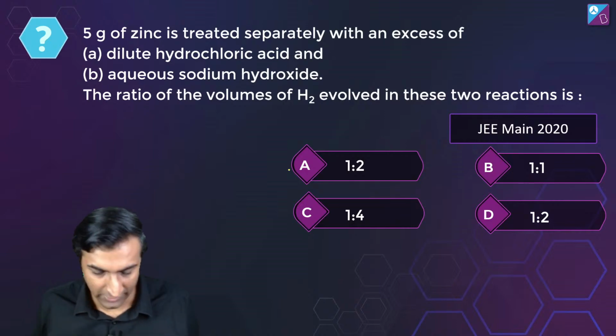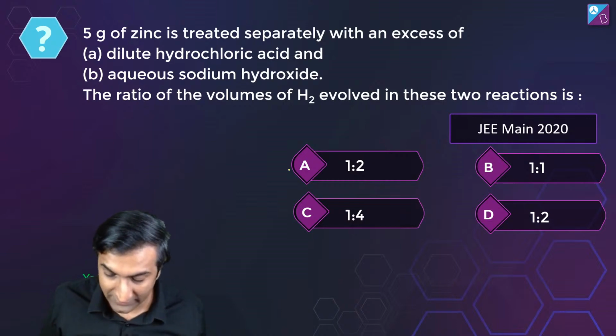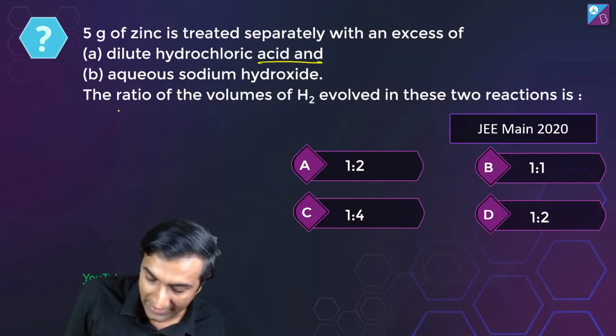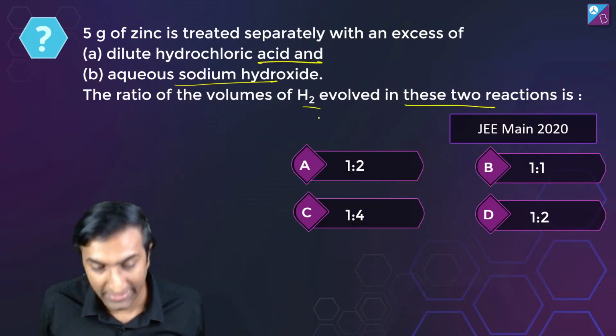Do we have time? We have some more time. Do you have another session after this? 5 grams of zinc is treated separately with an excess of dilute HCl and aqueous NaOH. The ratio of volumes of H2 evolved in these two reactions is what?